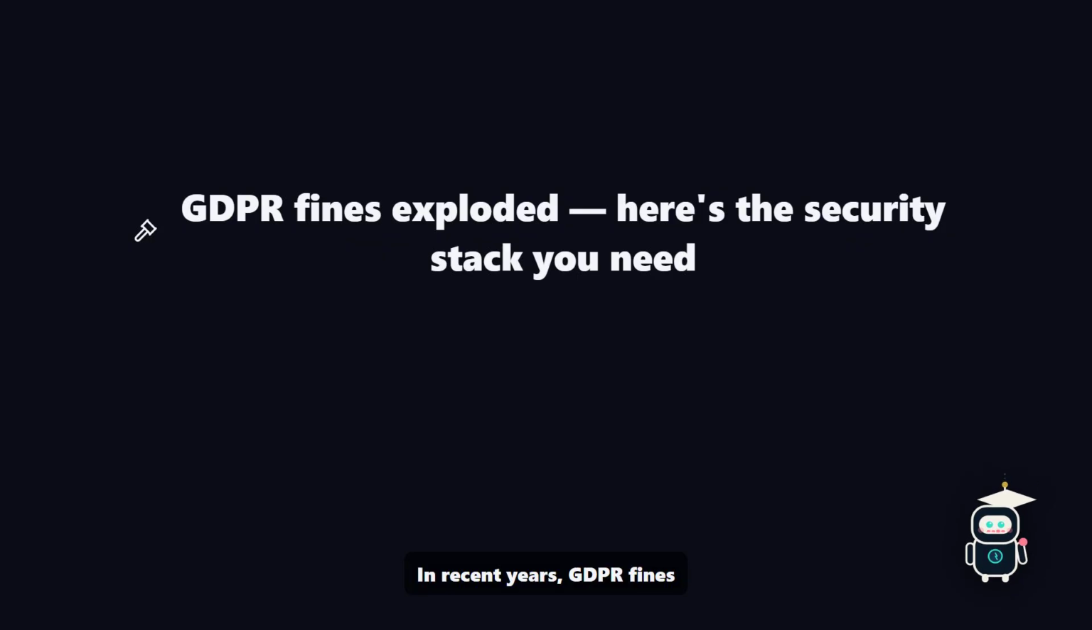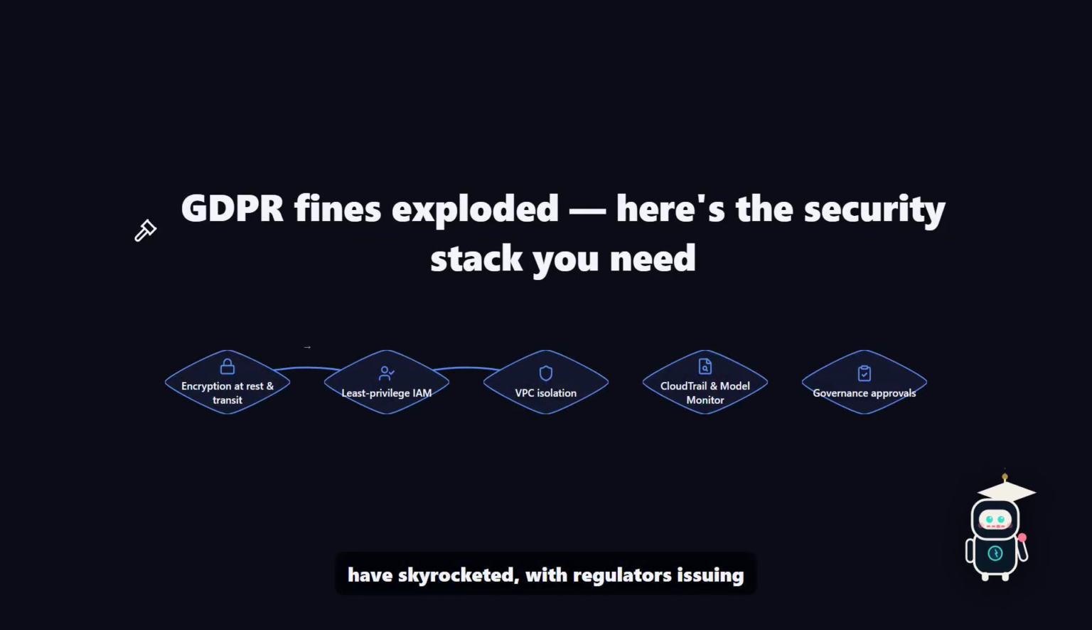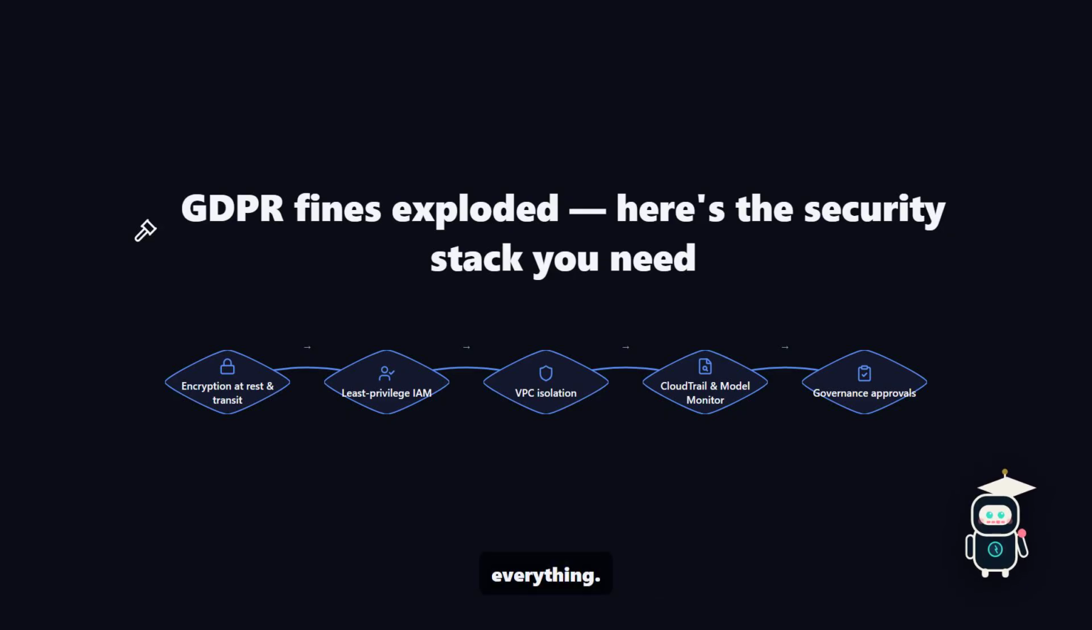In recent years, GDPR fines have skyrocketed, with regulators issuing record penalties. A stark reminder that compliance is non-negotiable. That's why the AIF-C01 exam emphasizes defense in depth across encryption, IAM, VPC, and logging. The architecture you must defend is exactly this: encrypted data, least privilege IAM, VPC isolation, CloudTrail, Model Monitor, and governance approvals. Skip any layer and you open a door. And in a world of massive fines, that door can cost your company everything.